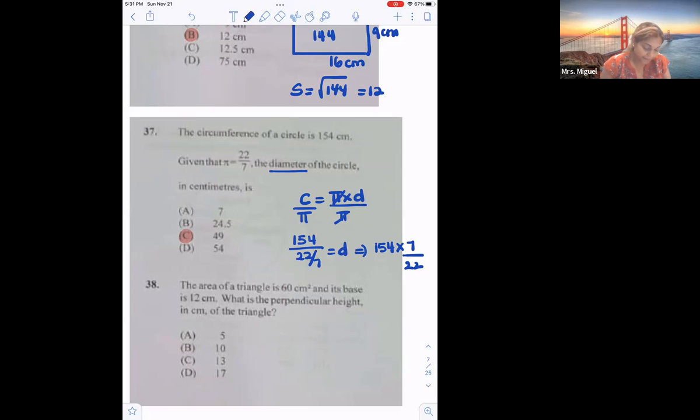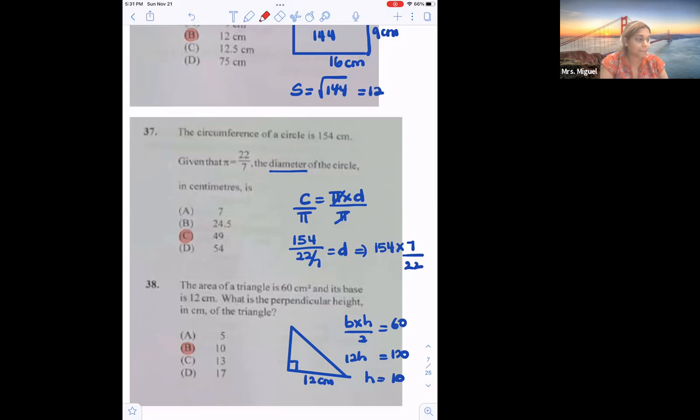The area of a triangle is 60 cm squared. If the base is 12 cm, what is the height? So base by height over 2 is equal to 60. So 12h is equal to 120, h is equal to 10. And think about it. 12 multiplied by what number divided by 2 will give you 60, right? And the only answer is 10.